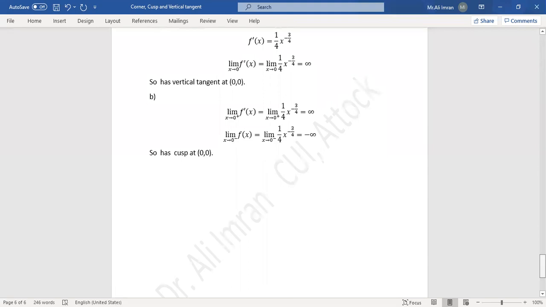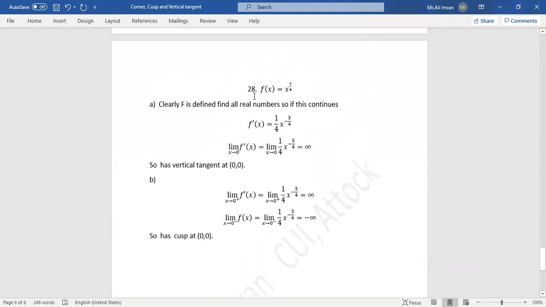Now we will do another question, question number 28. f(x) is equal to x to the power 1/4. Clearly, this function is continuous as there is no denominator involved in it. For every real value of x, we will get a real value of the function f(x). So f(x) is defined for all real numbers and is continuous. Now, in order to check the vertical tangent, we will find its derivative. f'(x) is equal to 1/4 x^(-3/4).